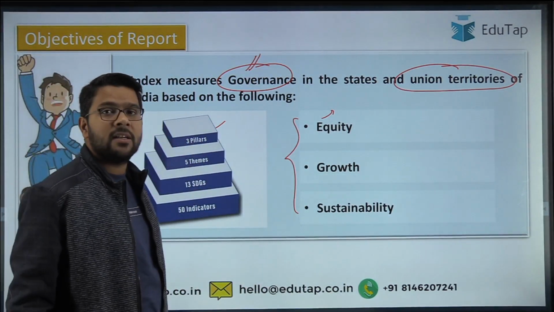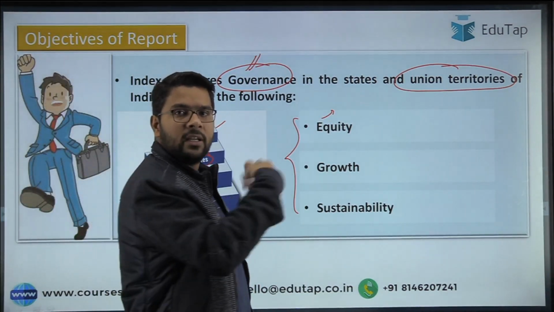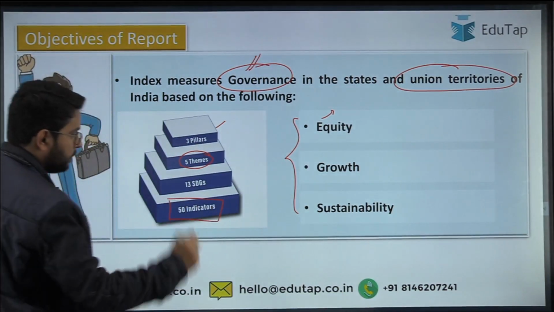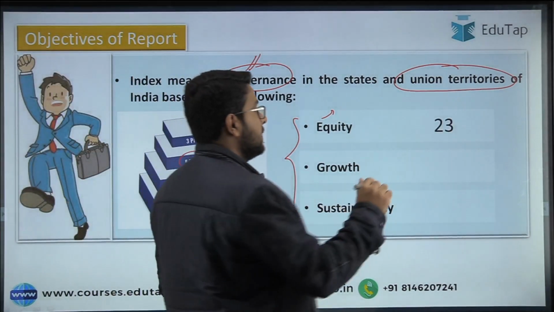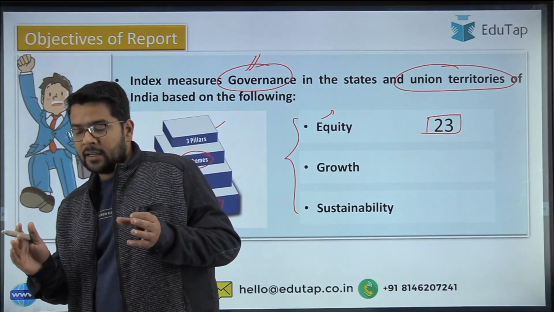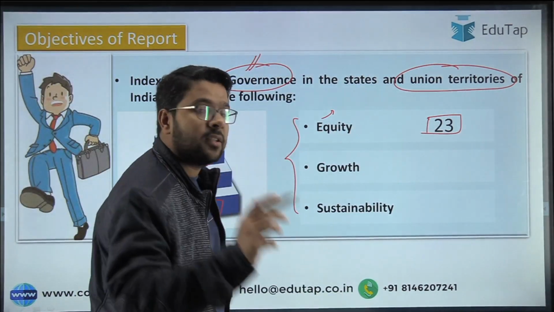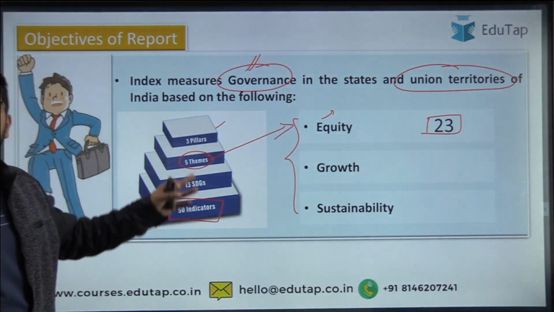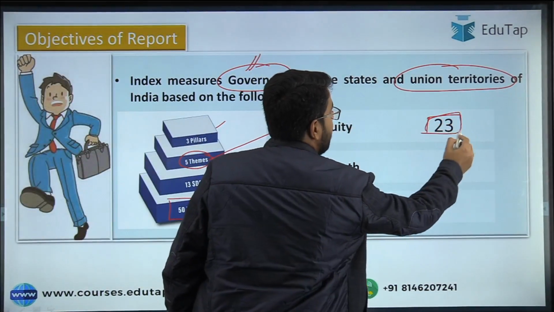Now guys, under the 3 pillars, there are 5 themes. What the 5 themes are, we will talk about in the next slide. But before that, let's talk about the 50 indicators. So guys, there are 23 indicators under the equity domain. That is, they are ranking the states in terms of this equity pillar based on 23 parameters, and these 23 parameters comprise all the 5 themes. So they are including all the 5 themes under this equity pillar. Okay guys, and these 23 indicators are used to measure them.